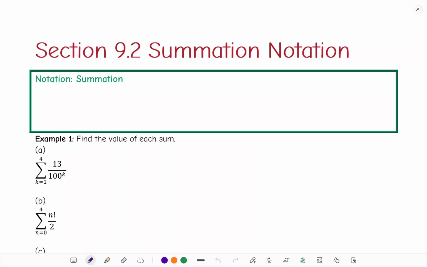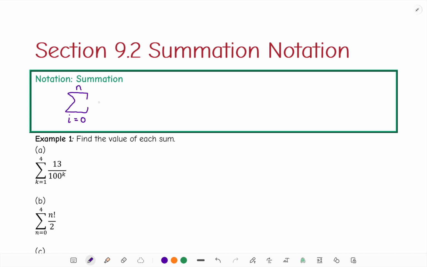Hello, today we're going to do section 9.2, summation notation. First of all, let's actually define what this notation is. We're going to use the capital letter sigma. Then you have your indexing variable, and where it starts, it usually starts at 0 or 1, and then it goes to the ending value on top.